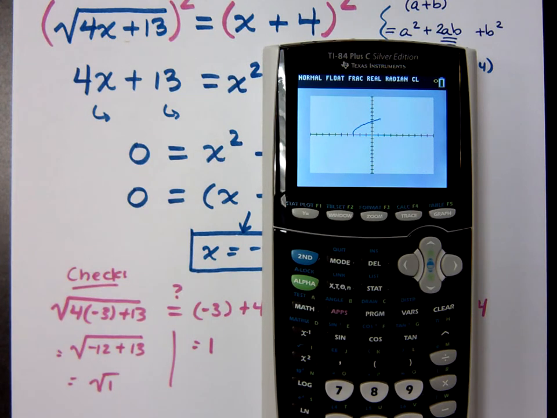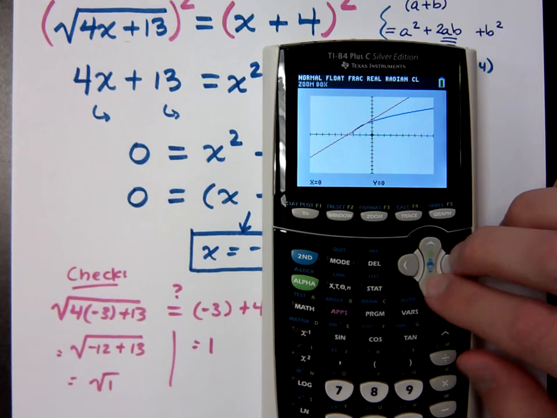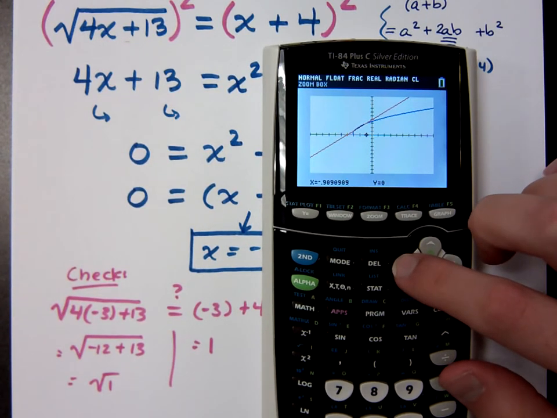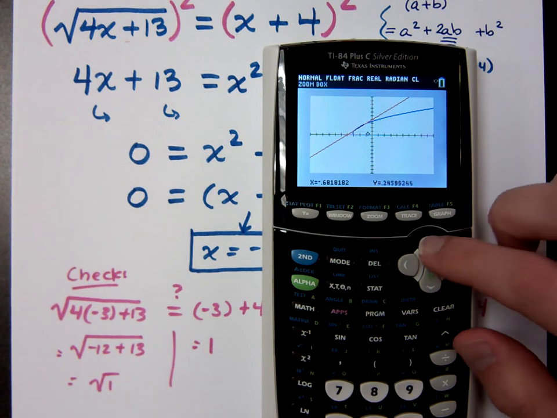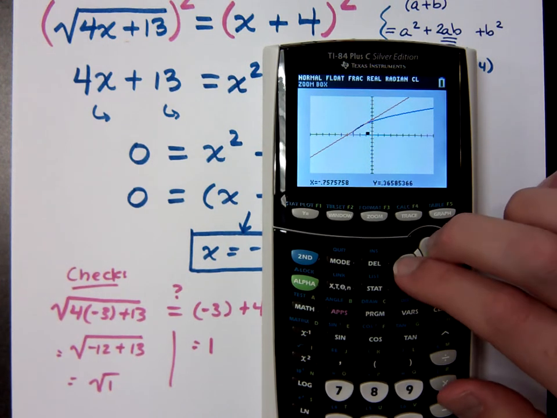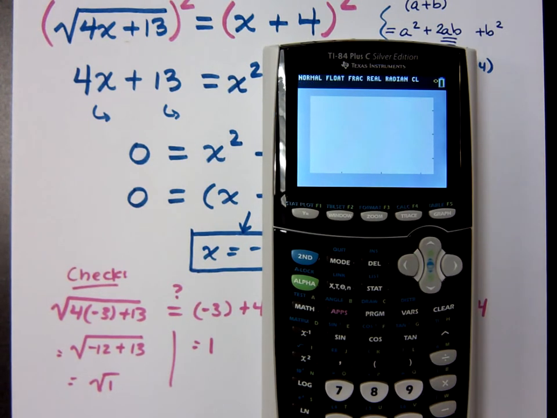There's my square root function, 4x plus 13. Does it look like it intersects it twice? Well, let's do a zoom box. So I'm going to zoom in here. Here's my blue curve. That is your square root function. Do you all agree with that? Now the red line that's going to come up here is the x plus 4.